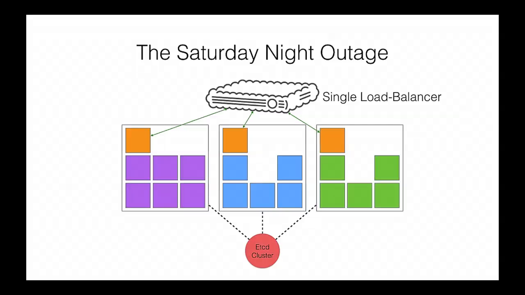So they had this single point of failure, essentially. It was a single load balancer on their services. And it's a Saturday night. All his followers go and hit it. And of course, it goes down. It goes down dramatically. Now, keep in mind, all the orange components, they don't have any issues whatsoever. It's just this load balancer that had the issue. So they have this sort of problem, right?